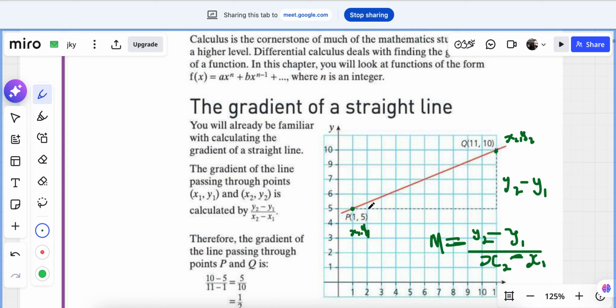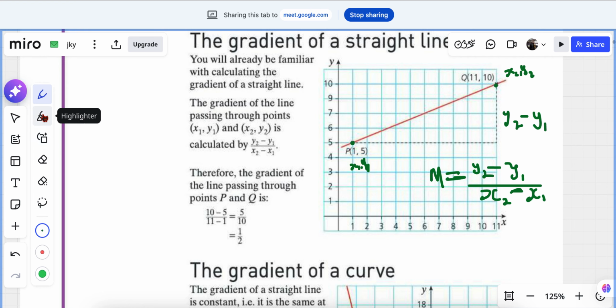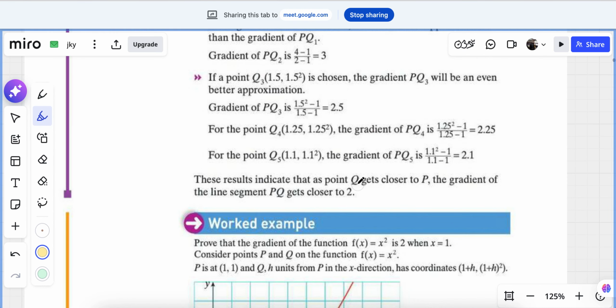We say 10 minus 5 for the y values, because y2 is 10 and y1 is 5. That is y2 minus y1, over x2 minus x1, where x2 is 11 and x1 is 1. So we say over 11 minus 1, which is 10. We get 5 over 10, which simplifies to 1 over 2. So the gradient is a half. That is the gradient of this graph at point A.